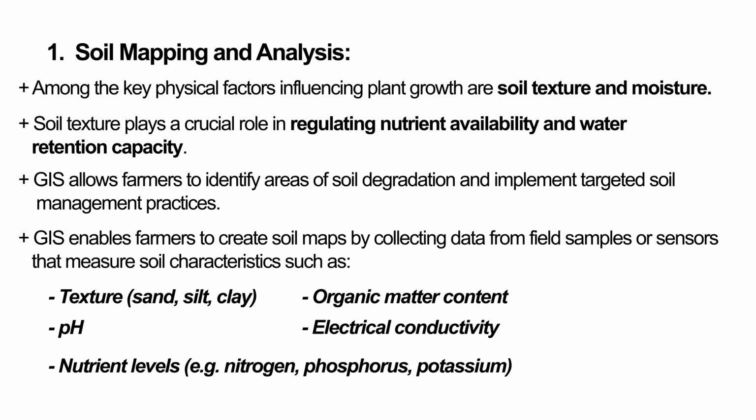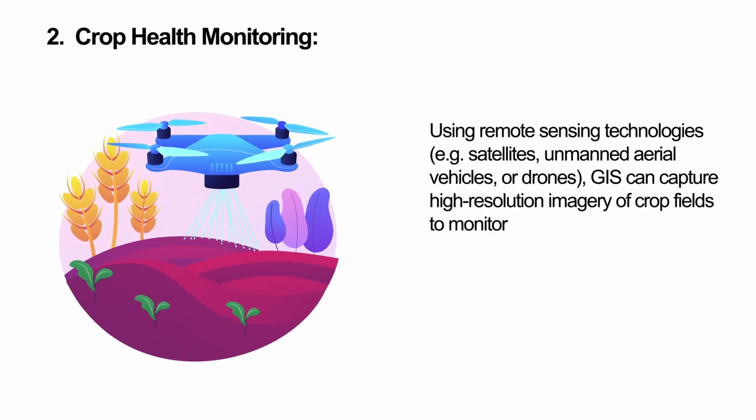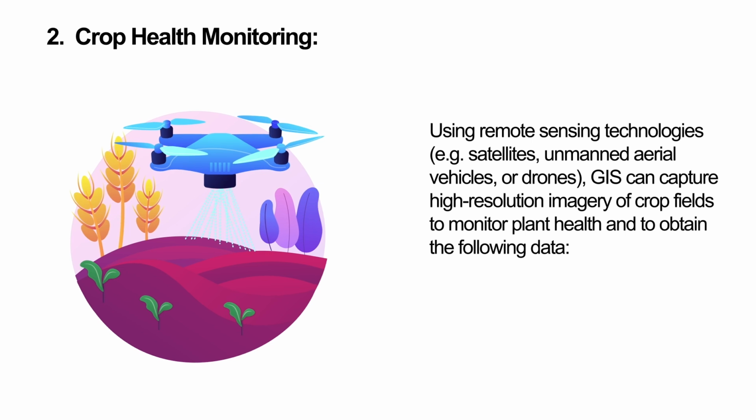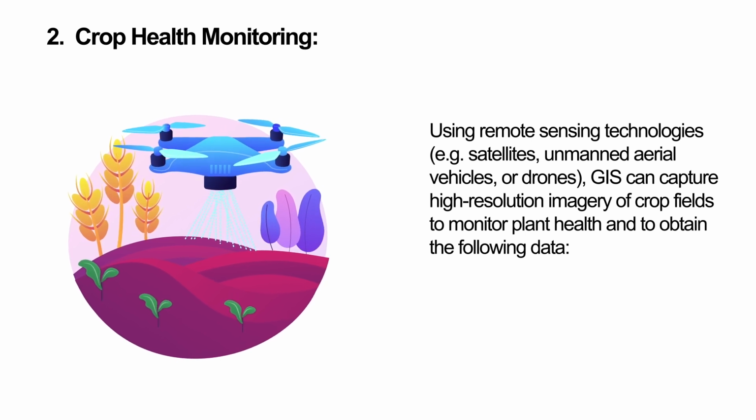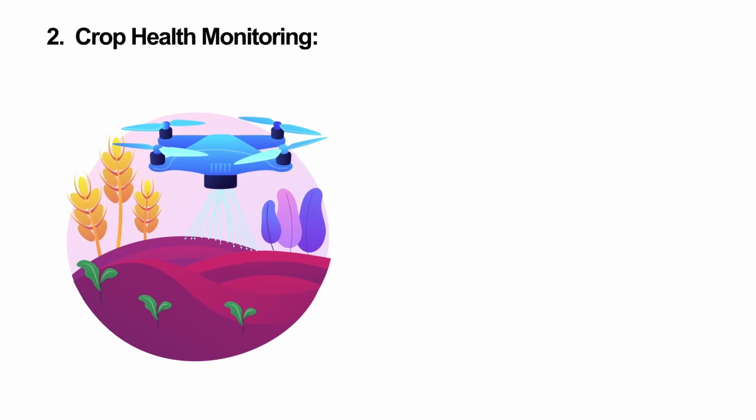These maps help visualize spatial variability in soil properties, allowing farmers to apply fertilizers and soil amendments, e.g., lime, organic matter, etc., at variable rates that match the needs of specific areas in the field, thereby reducing fertilizer waste, runoff, and the risk of water pollution. Second, crop health monitoring. Using remote sensing technologies, e.g., satellites, unmanned aerial vehicles, or drones, GIS can capture high-resolution imagery of crop fields to monitor plant health and to obtain the following data.